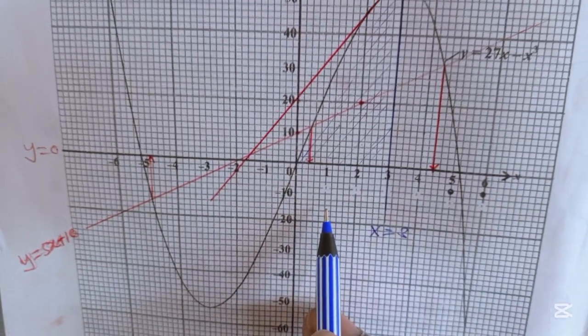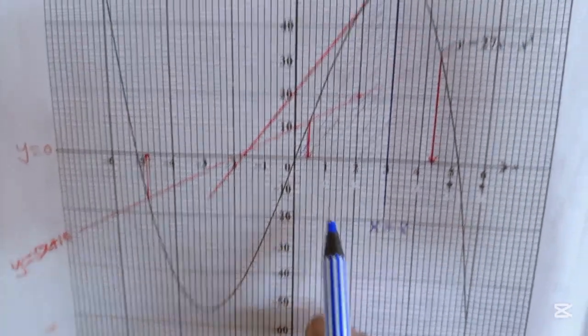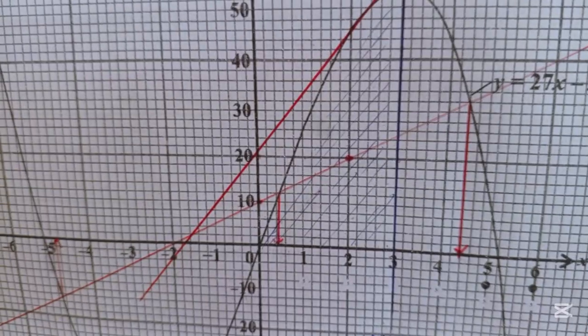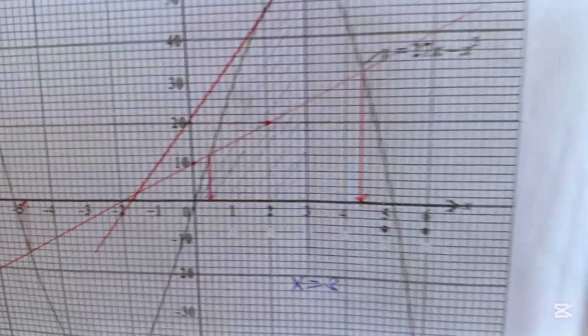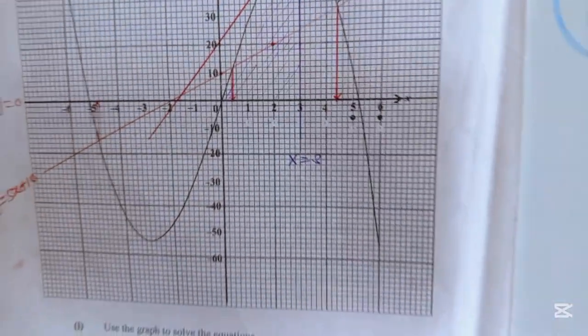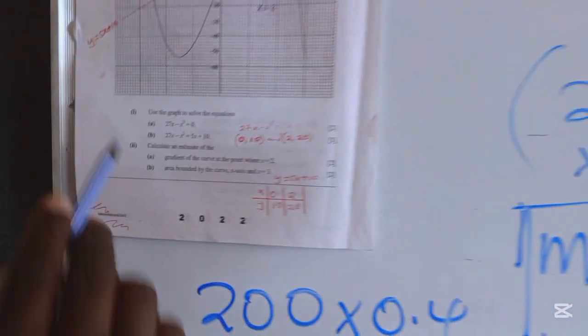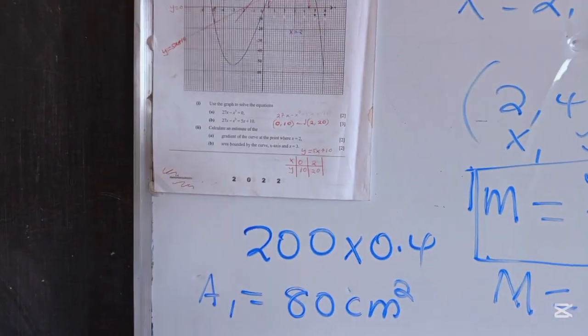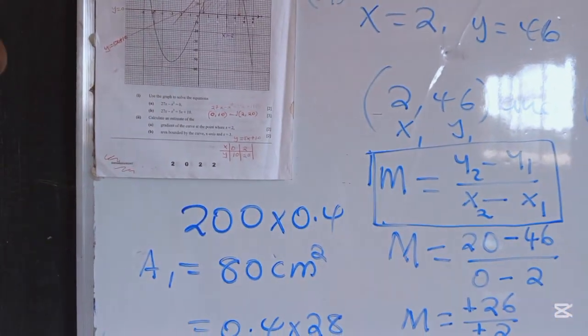Ladies and gentlemen, I hope you are following what I'm saying. So this is how we estimate the area. Thank you so much. I hope you had a nice time, and I said you should establish what a smaller box means. You had a nice time with our lesson.